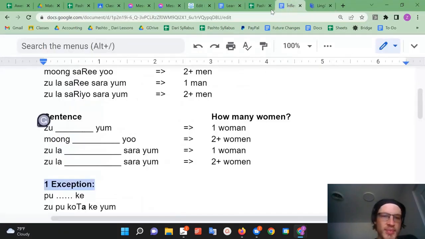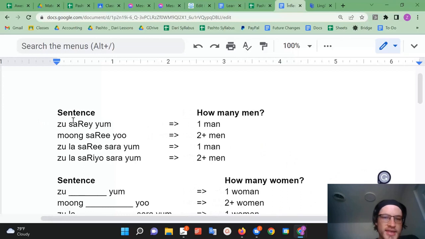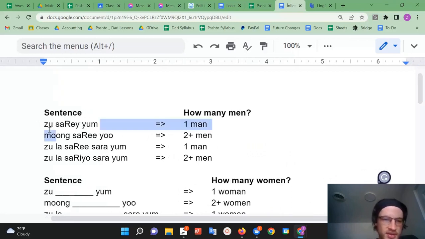So let's look at some examples real quick here. Let me move this out of the way. Okay, so take this sentence, the sarayim. This is a plain word. Okay, there's no sandwich, so it's not inflected, it's plain. And so how many men are there? There's one man. Okay, mung sariyu. There's no sandwich, just we are men. That's all that's saying. And we see the one inflection.